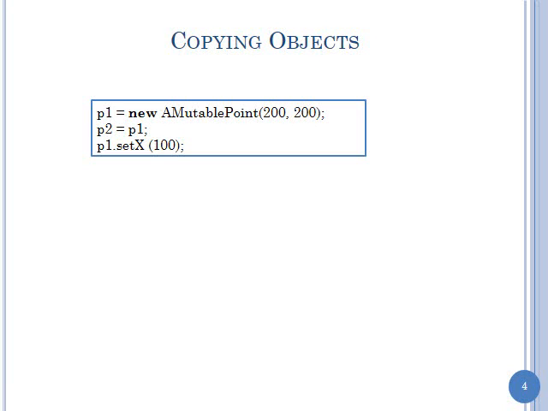So I have P1 is assigned new Cartesian point 200, 200. I say P2 is assigned P1. I say P1.setX(100). Okay. And now I say P2.getX equals P1.getX. The answer is false.